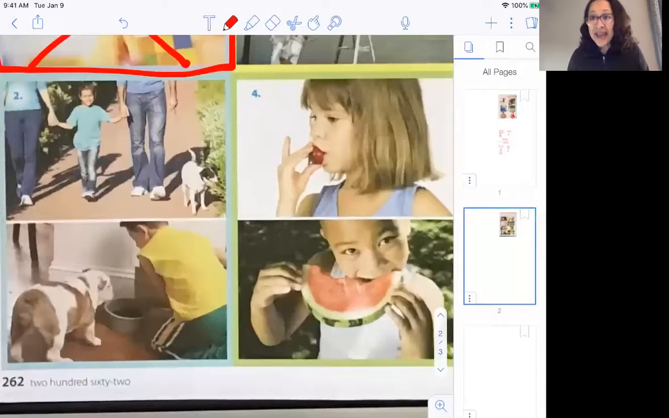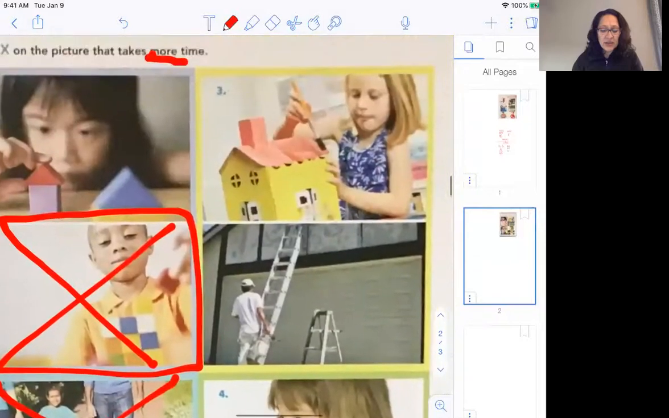Yes, you're right again. It's the top part, the little picture of the girl with her parents, because it takes longer time to walk on a path because you're just taking your time. And it takes less time to feed the dog. You just pour the food out in the bowl and then he starts eating or she starts eating, right? All right. So let's go to the top again.